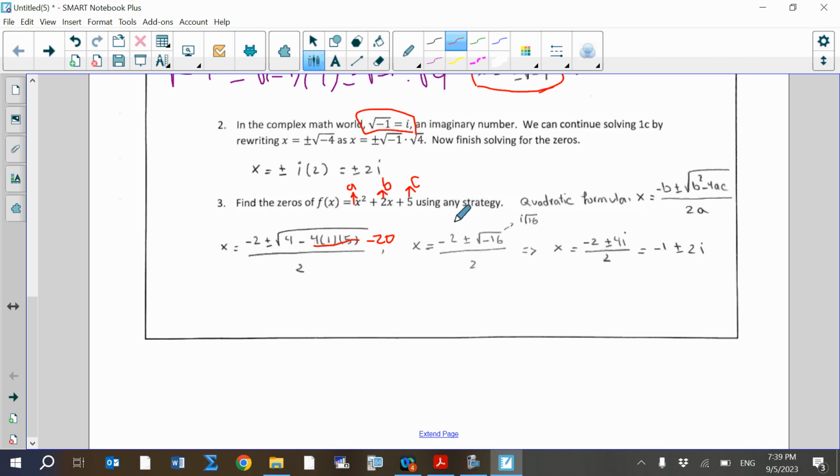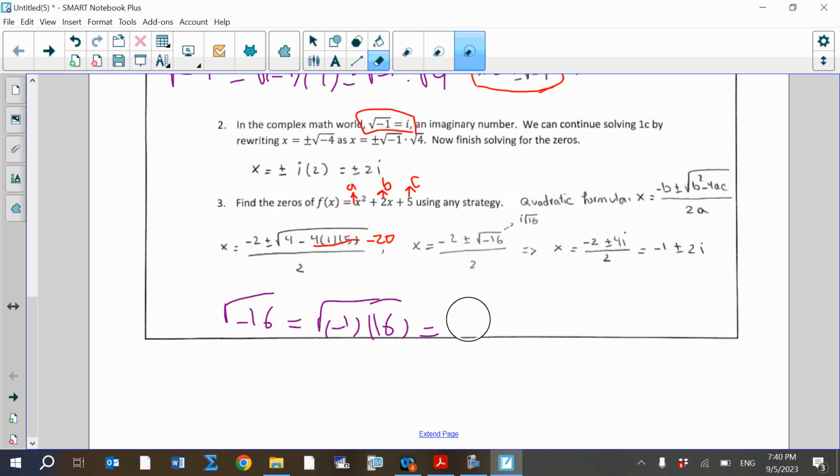So this is the answer that I get when I evaluate this expression. It is equal to -2 plus and minus the square root of -16, divided by 2. Again, we see a negative in the radical, which is not acceptable in real numbers. So we're going to write -16 as -1 times 16. I'm going to separate the radical as the square root of -1 times the square root of 16.